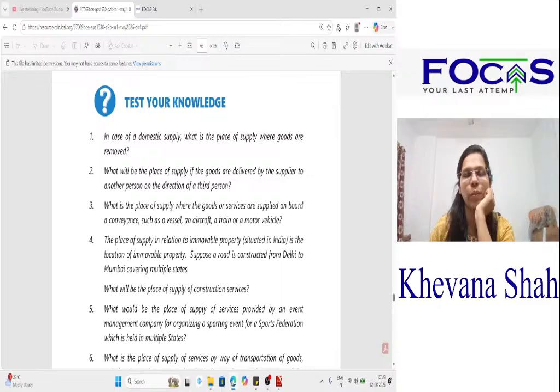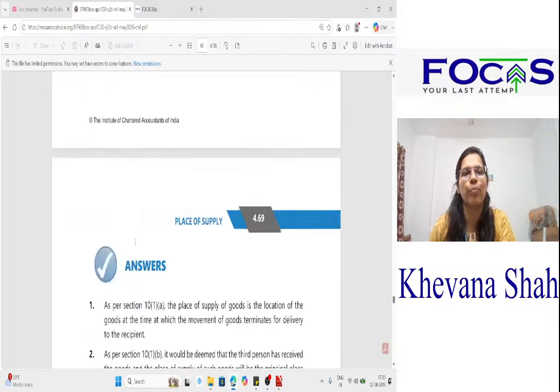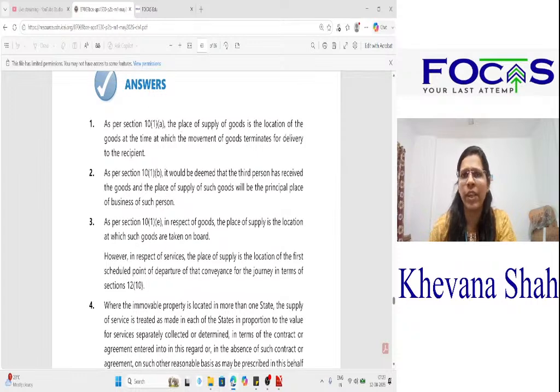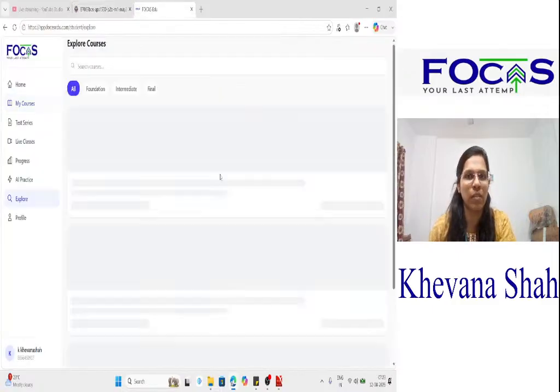See, in case of a domestic supply, what is the place of supply where goods are removed? Where goods are removed, which means the movement of goods is there. In that case, the place where the goods are terminating for delivery to the recipient, that is your place of supply.